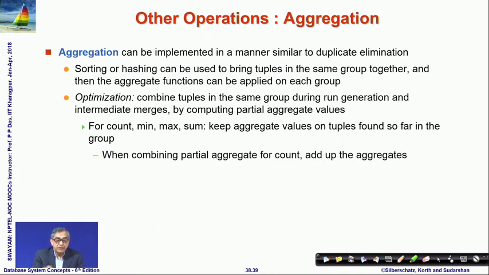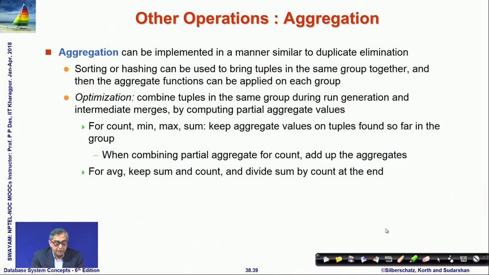Whether you are doing a count, minimum, maximum or sum, all of these are associative operations. So, you can do it in parts: if you have done the sum of 10 records in this sorted or hashed order, then you do not need these 10 records when you do the sum for the next 10 records and so on. In this manner the aggregation can be efficiently implemented. For average, we can keep sum and count and divide the sum by count at the end.